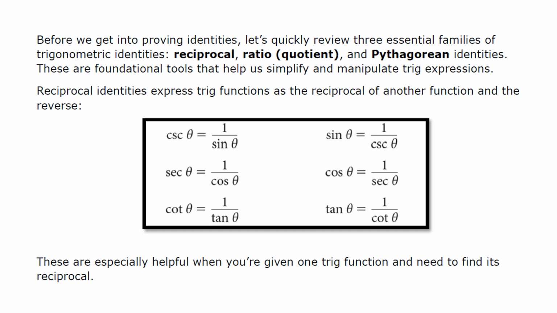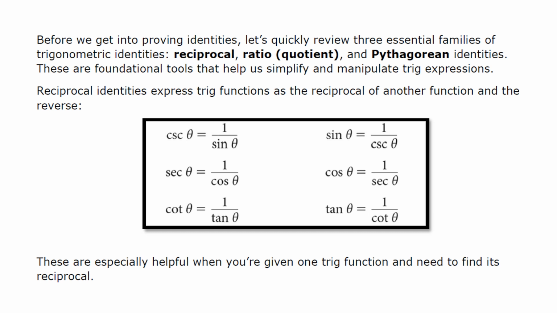So before we get into proving identities, let's quickly review three essential families of trigonometric identities. The three essential families are the reciprocal identities, the ratio or quotient identities, and the Pythagorean identities. These are fundamental tools that help us simplify and manipulate trig expressions.